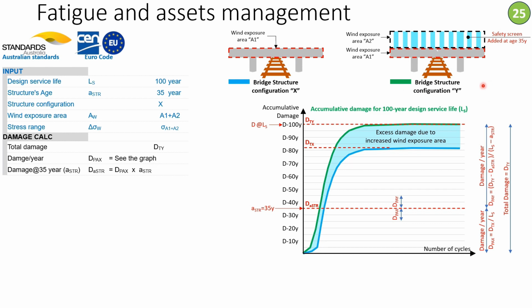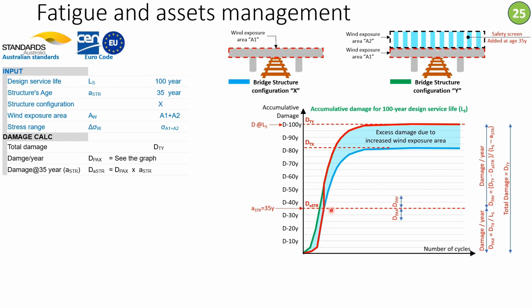But the actual cumulative damage curve for configuration Y, taking into consideration the history of change in the structural configuration, should be a mix of the blue curve and the green curve, and that mix is shown in the red curve here. So, the bridge with its current configuration with the added safety screen at the age of 35. Before adding the safety screen, the accumulation of damage followed the manner of the blue curve.